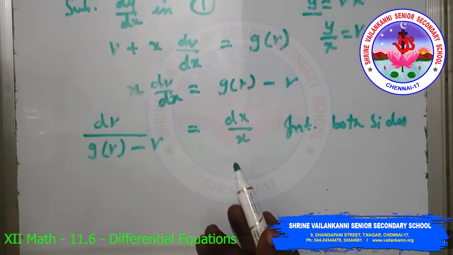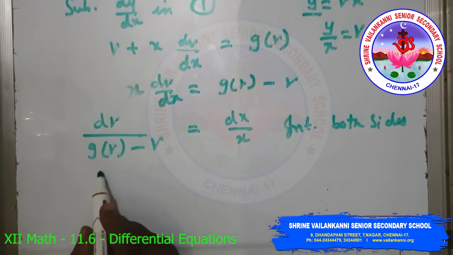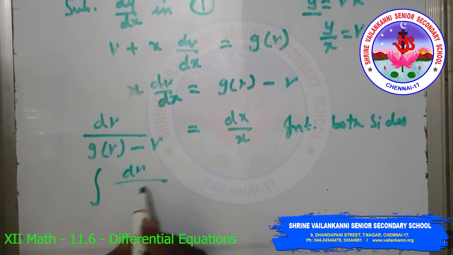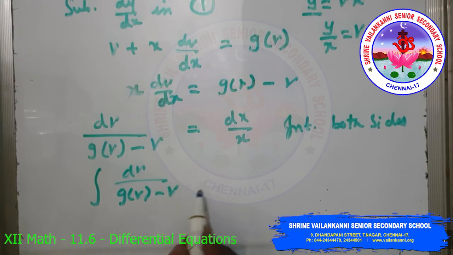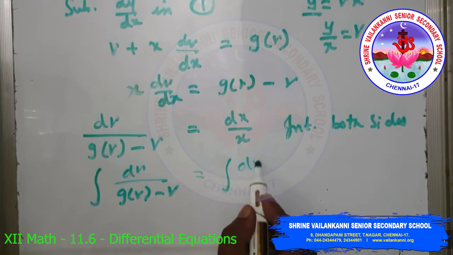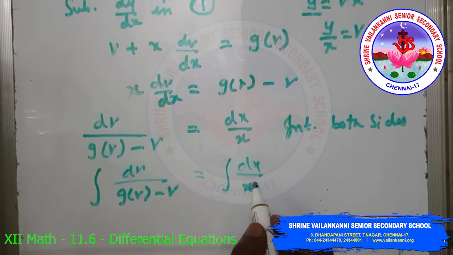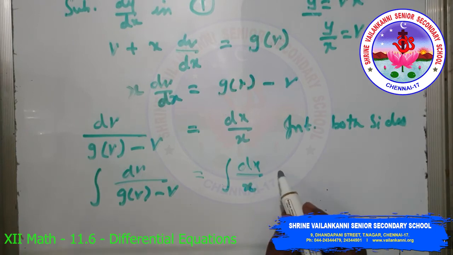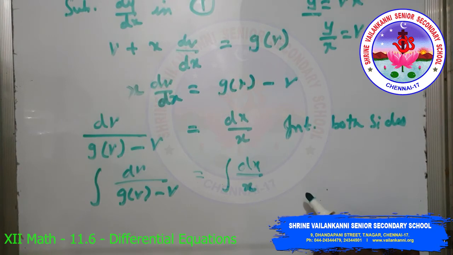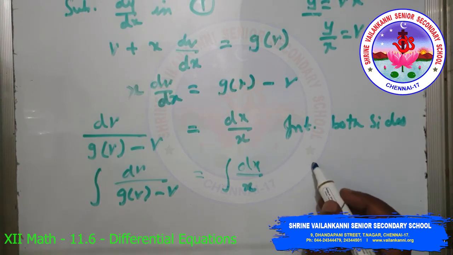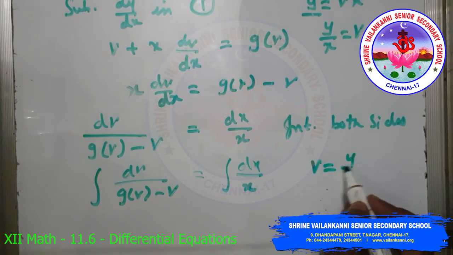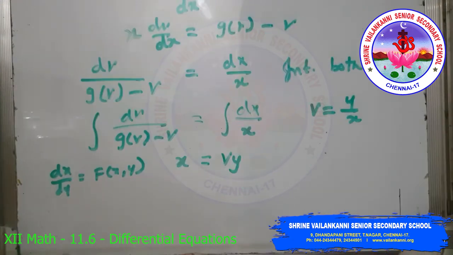Now we have to integrate both sides. So integral of dv by g of v minus v is equal to integral of dx by x. So this gives the general solution or primitive solution of the differential equation when we replace v by y by x.